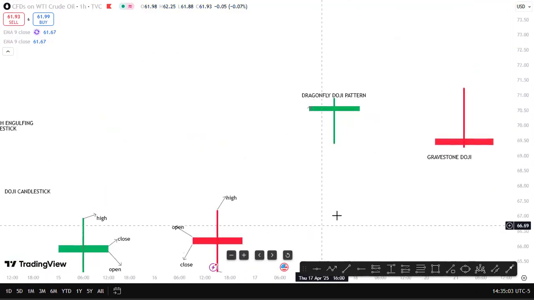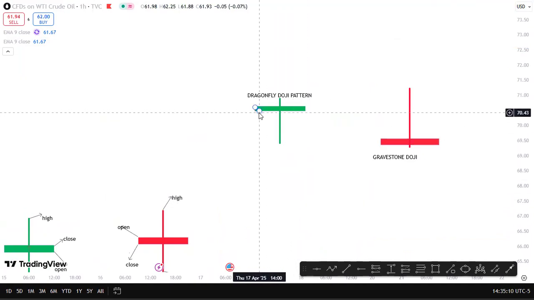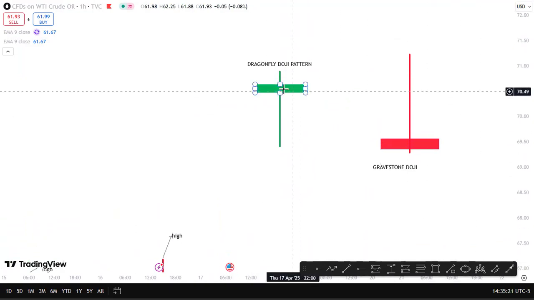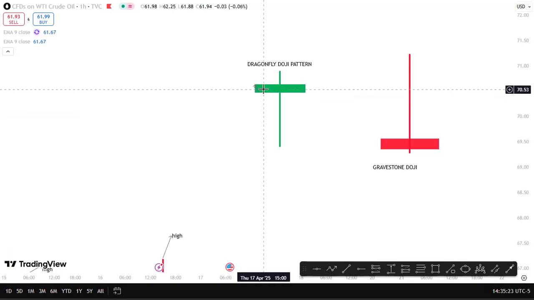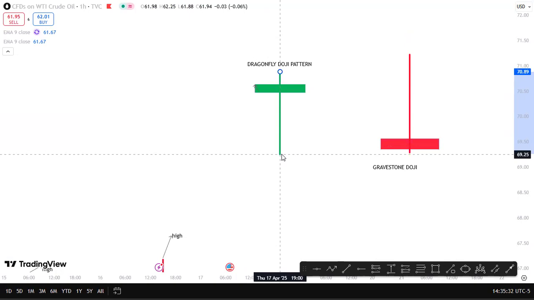The next one we moved to is the Dragonfly Doji and the Gravestone Doji. And we talked about the Dragonfly Doji. It's a bullish doji, or a bullish candlestick, whereby the open and the close price are about the same or even the same level in price. So you can see this was our open, this was our close. They're just about the same level in price. And for it to be characterized as a Dragonfly Doji, it has to have a long lower wick.